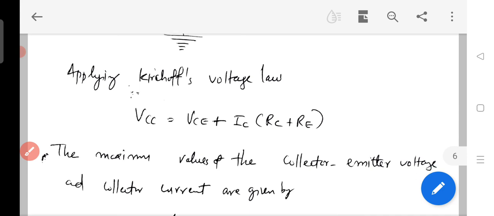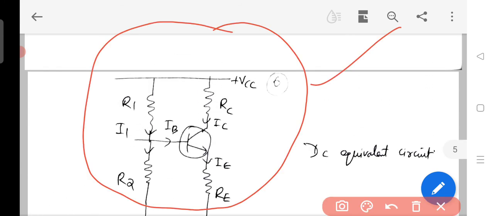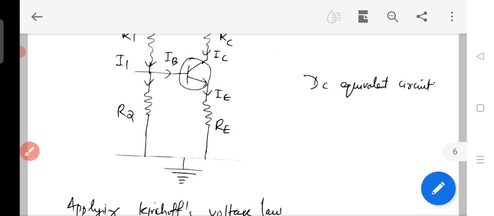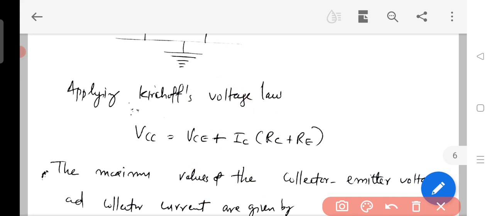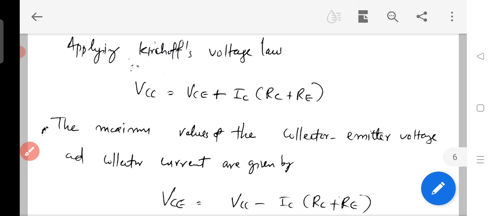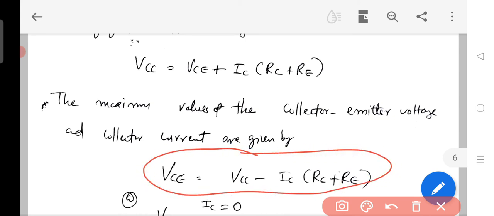Now applying Kirchhoff's voltage law to this, we have VCC equal to, VCC is the voltage appearing across the positive end of the power supply and the ground. So that is the sum of the voltage VCE plus IC RC plus IE RE. So we have VCC equal to VCE plus IC into RC plus RE. So VCE is now given by VCC minus IC into RC plus RE.